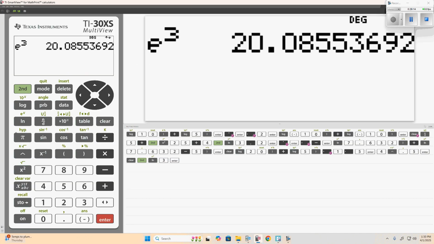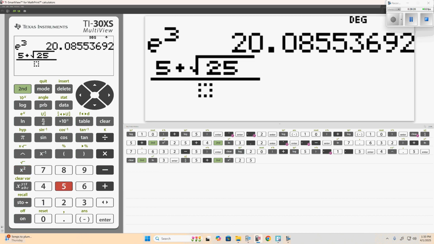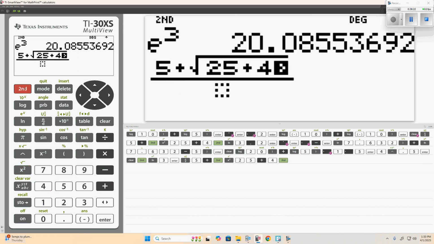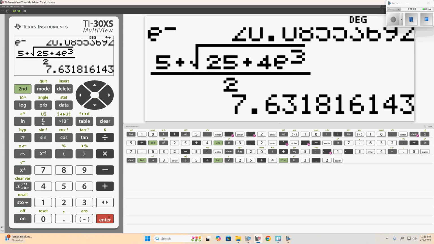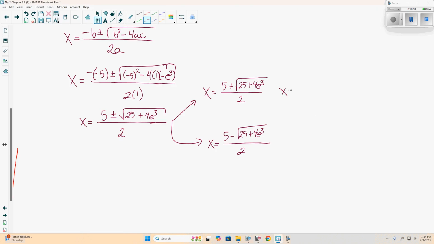But just to make sure, we can take the calculator and say 5 plus square root of 25 plus 4 second ln gives us e to the third over 2. 7.632. So x is approximately 7.632. So most likely that is the solution that works.